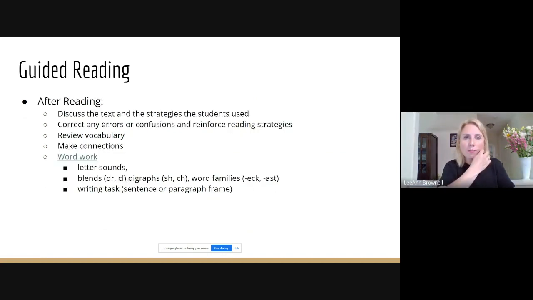And then after reading, this is when you are able to discuss the text and what strategies the students were using. And you can also fix up any errors or confusions, and then also take that time to reinforce proper reading strategies. You can review vocabulary, you can talk about what connections the students have made, and then you want to do some word work. So you want to look at letter sounds, blends, word families, and possibly give them a writing task.